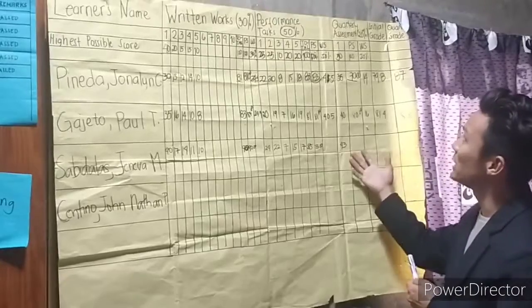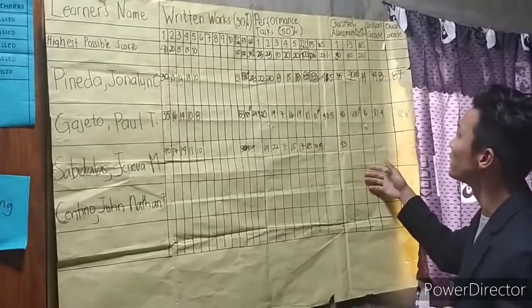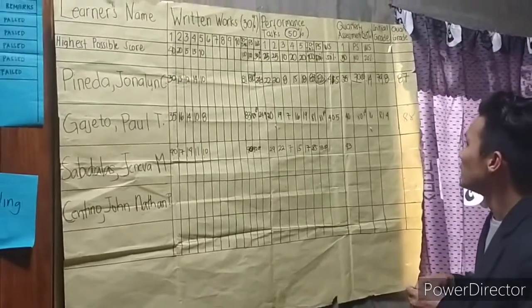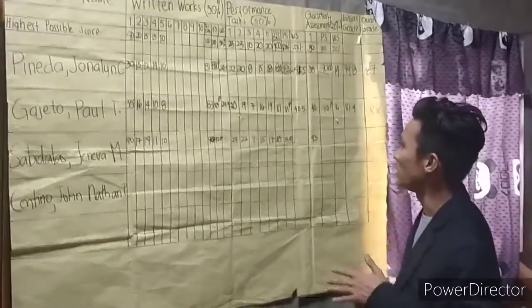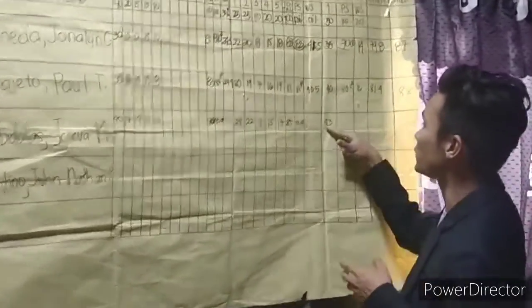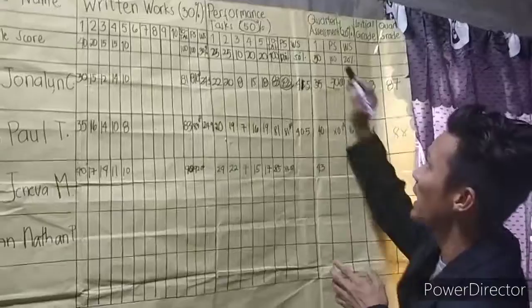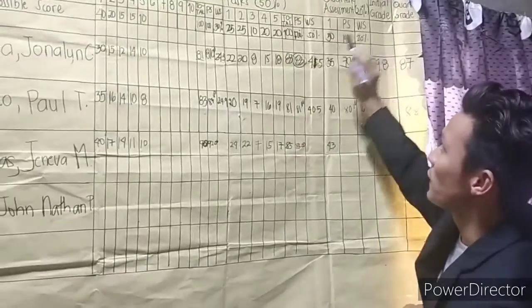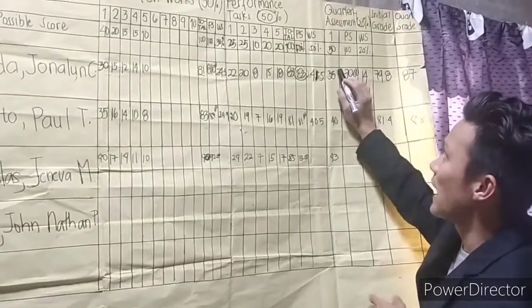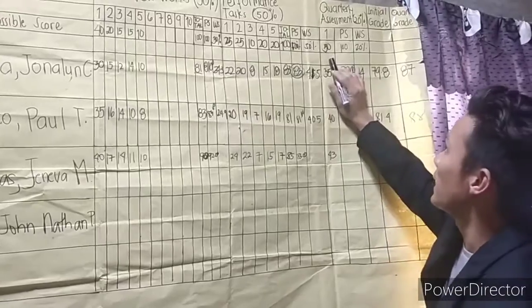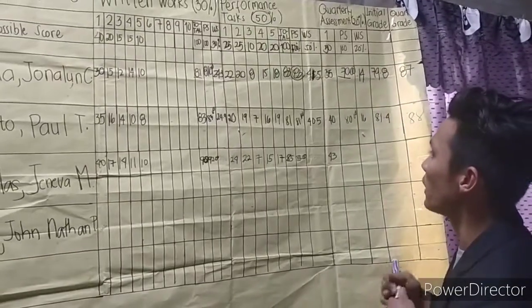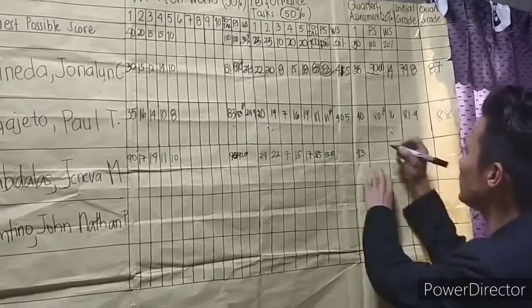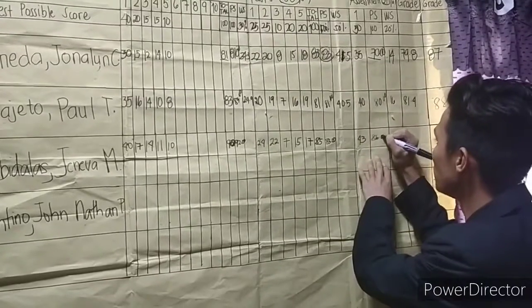Let's go to the quarterly assessment of Geneva Sabidalas. For the quarterly assessment, 43 will be divided by 50, and after that we will multiply it by 100. So Geneva got 86.00.